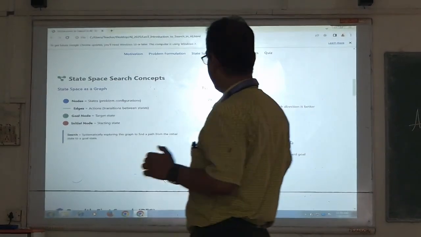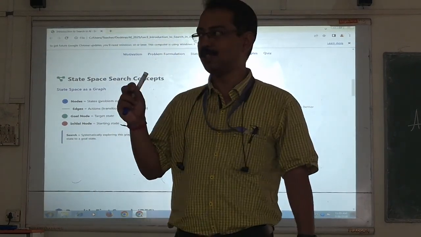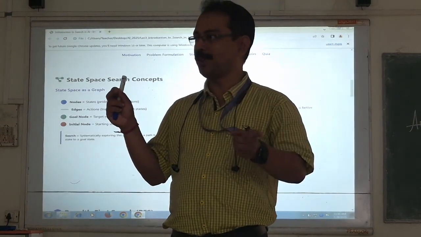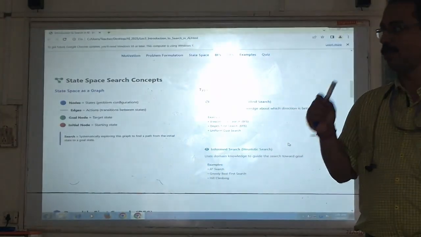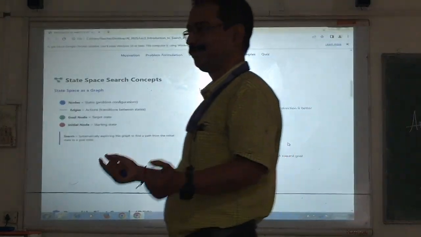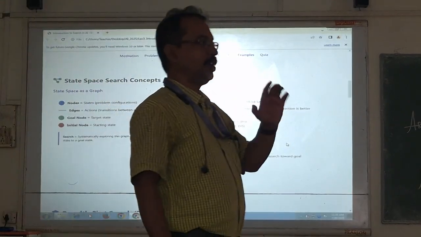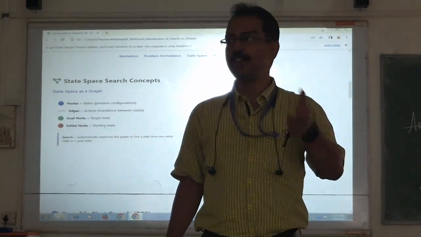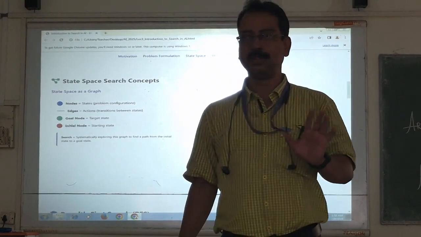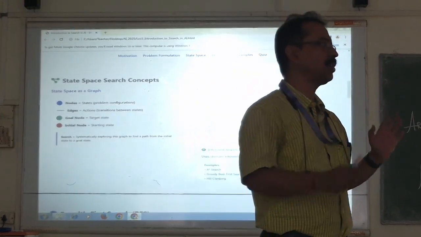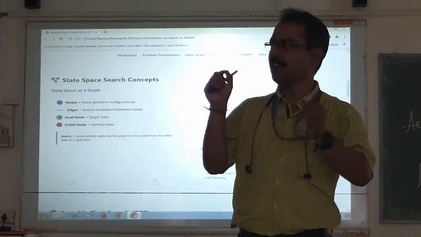Now in some cases, the agent has some information about the search space. Information about the search space does not mean I know where the solution is. If I know where the solution is, then what is the requirement of searching? Don't get confused between the two. It is information about the search space, not information about where the solution is. It is some kind of a concept or idea or calculation.